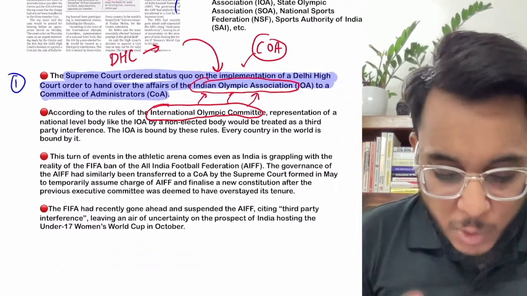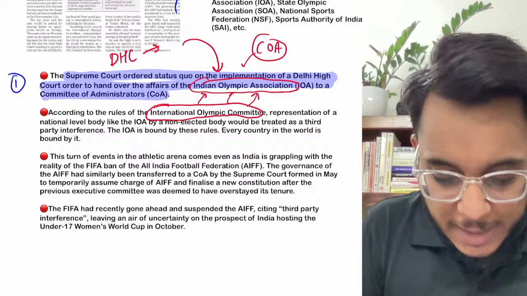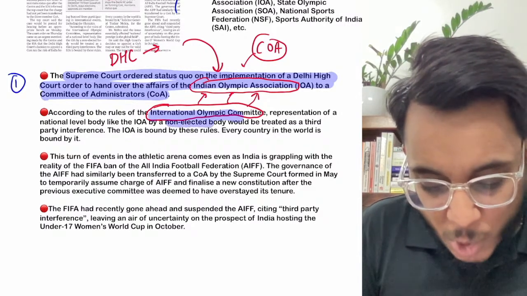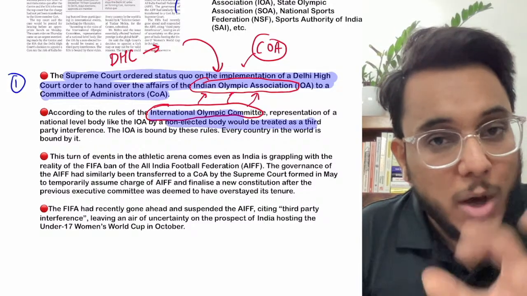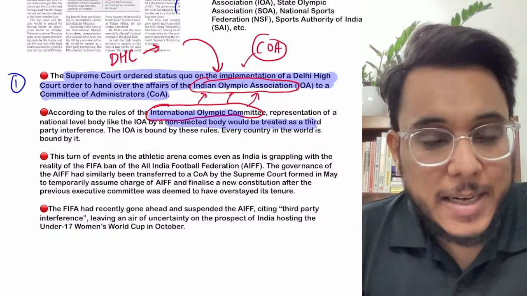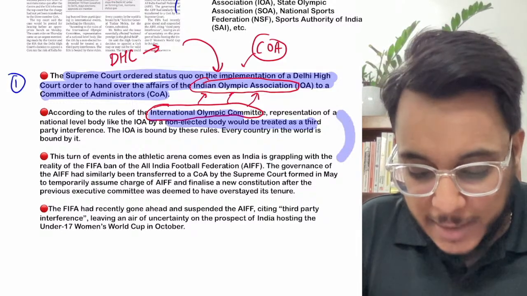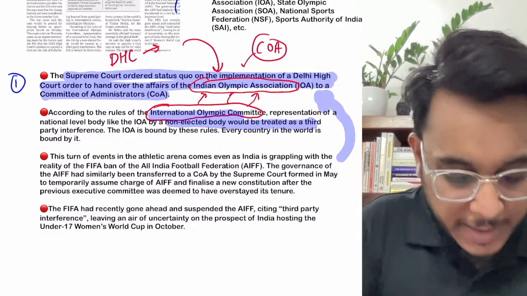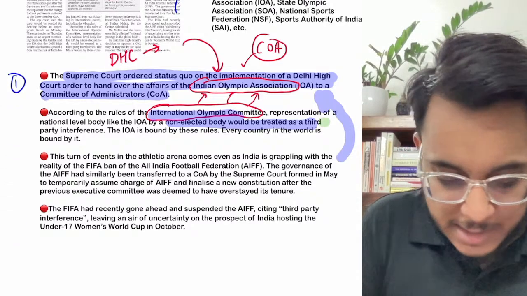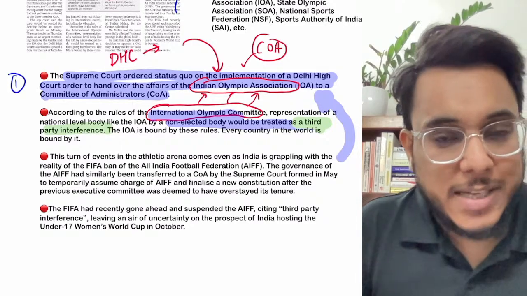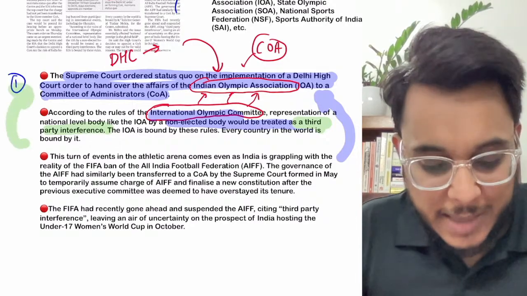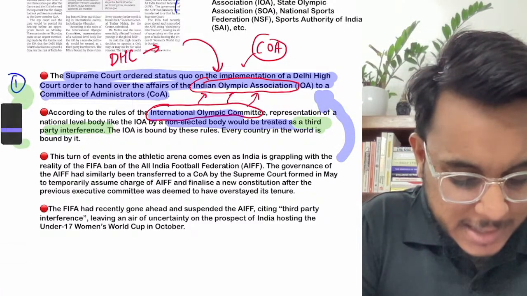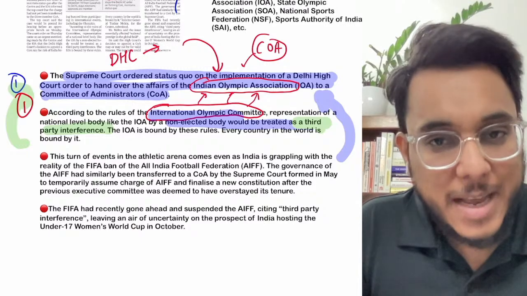Now, guys, the International Olympic Committee has provided that there cannot be any non-elected body. If a non-elected body comes into the matters of the Indian Olympic Association, it will be treated as third party interference. So they said that if this is done, then the Indian Olympic Association will be banned. Now, guys, this is one incident, talking about the Indian Olympic Association.